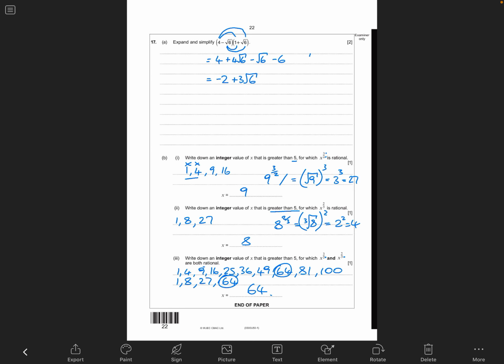Okay, and then we've reached the end of the paper. At that point I would be going back and making sure that there aren't any gaps in my answers, or if you should have a bit of time left, do your best to do that, and good luck.